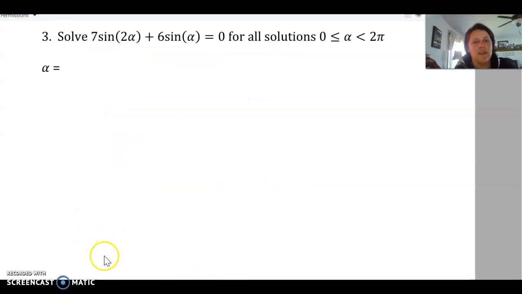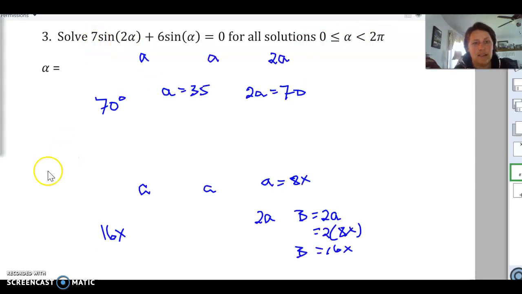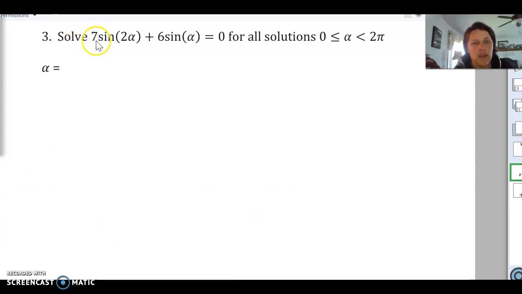Example number 3, we have solve 7 sine of 2 alpha plus 6 sine alpha equals 0 for all solutions between 0 and 2 pi. So what I'm going to do is try to take this double angle right here and rewrite that so that it is no longer a double angle. So I'm going to use my double angle identity. Sine of 2 alpha is equal to 2 sine alpha cosine alpha.